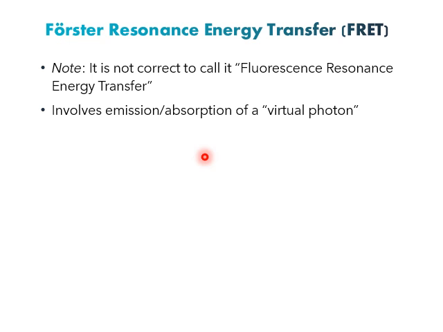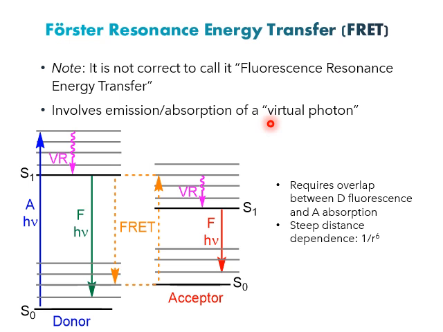It involves emission and absorption of a virtual photon. This has a very quantum mechanical origin to it, but again, we're not going to talk about it at that level of detail. What essentially is occurring is shown here in this Jablonski diagram. You excite the donor molecule via excitation. Vibrational relaxation populates the lowest level of S1. Now, from this S1 excited state, in the absence of an acceptor, fluorescence can occur. That's shown with the green arrow here.